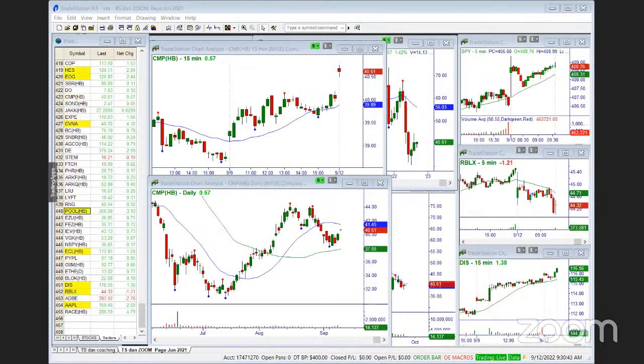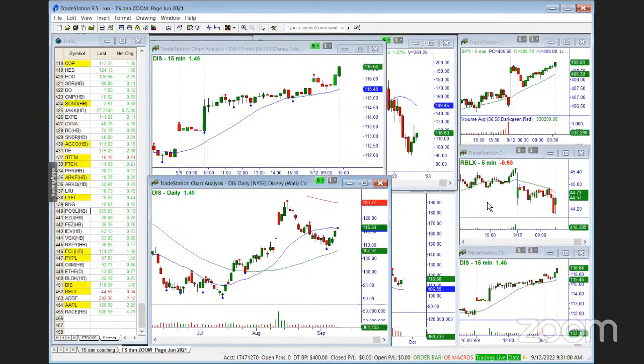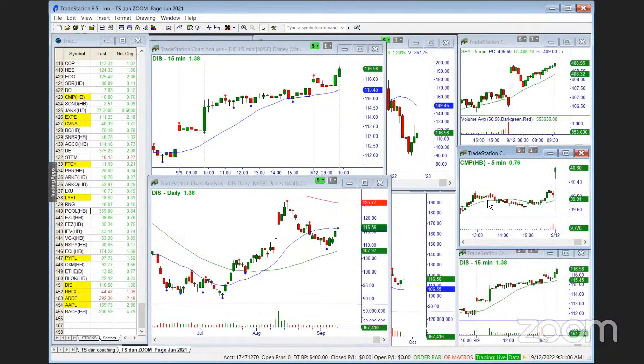Oxy coming in. All right, Disney here. Disney looks great. I'm going to get rid of Roblox here and put CMP here. Disney looks great. Let's buy 5-minute high, stop Friday's low. Actually, just buy it right here, it's fine.